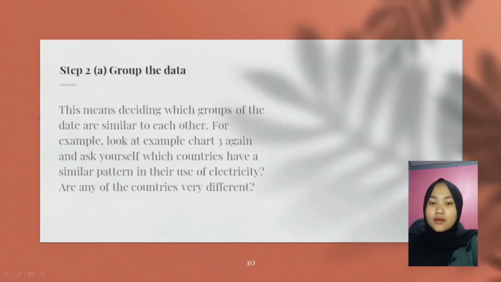Step 2A, group the data. This means deciding which group of the data are similar to each other. For example, look at example chart 3 again and ask yourself which countries have a similar pattern in their use of electricity. Are any of the countries very different?